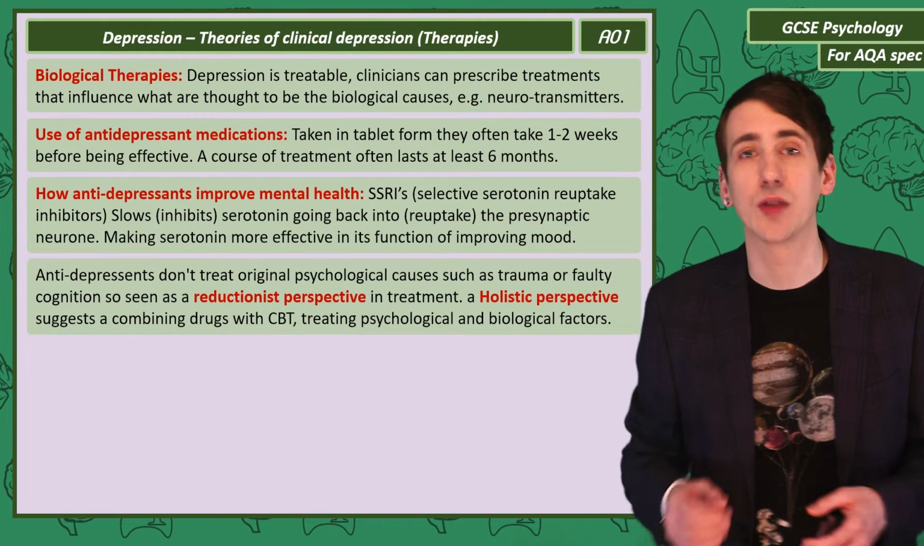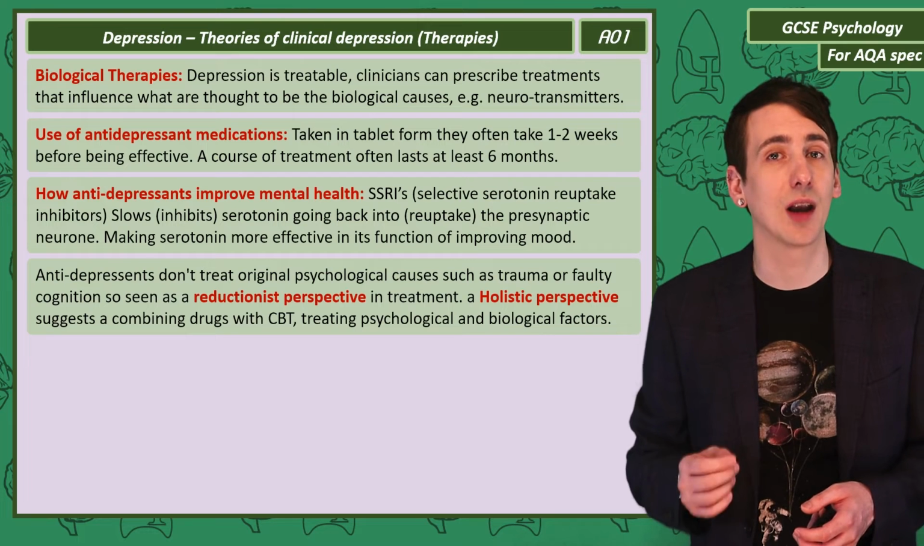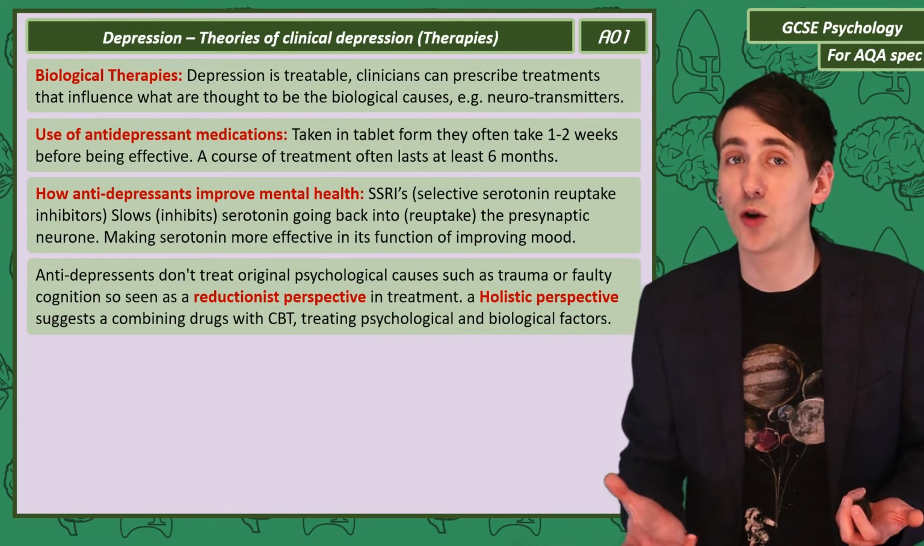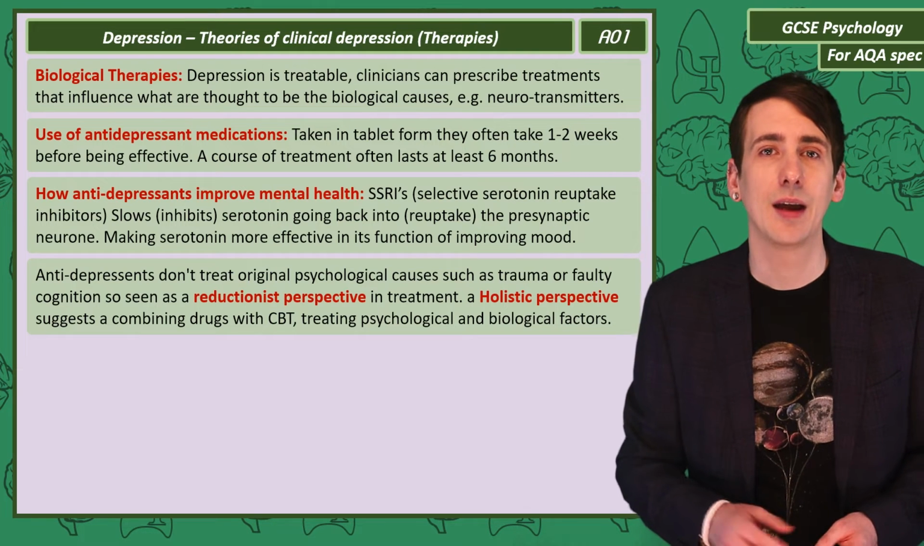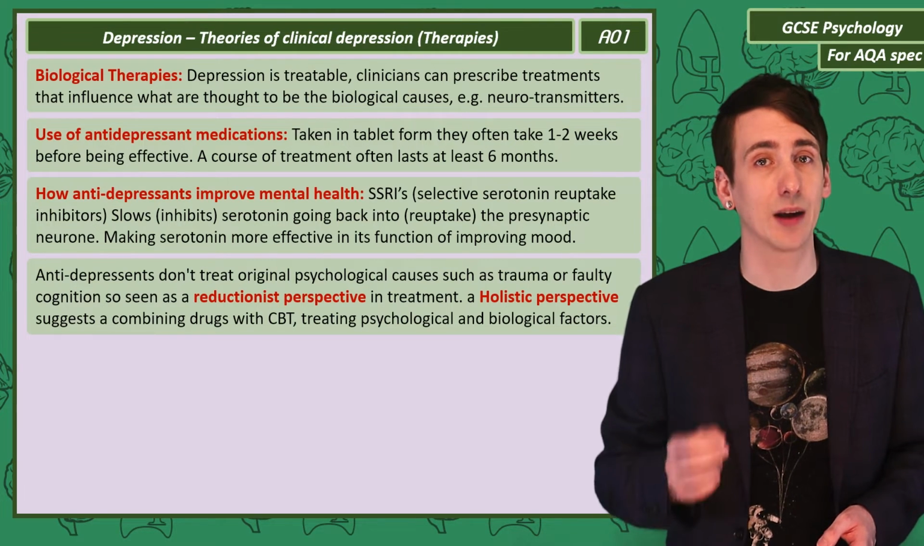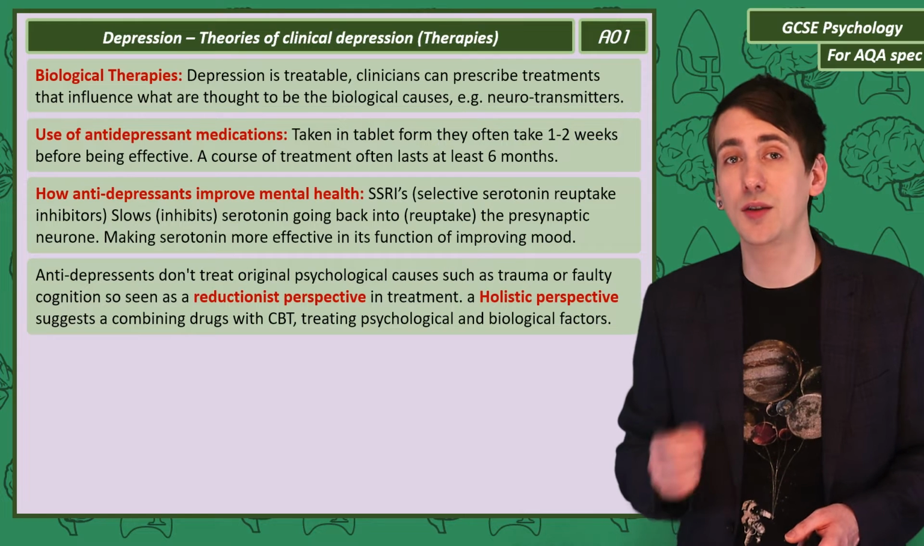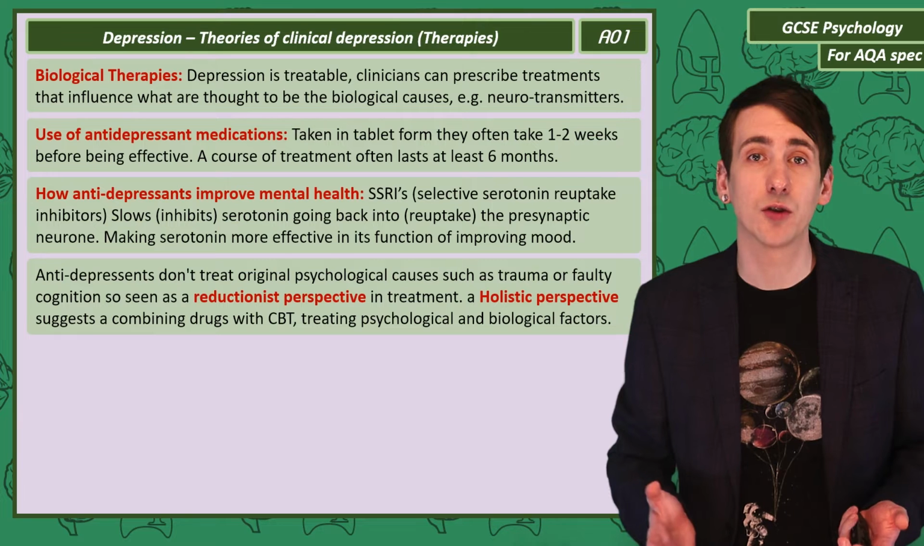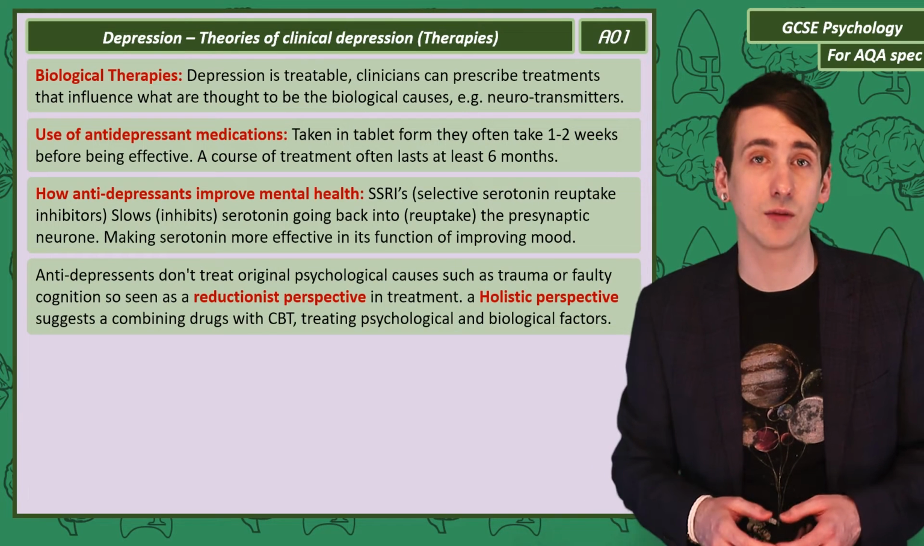Now, it can be argued that antidepressants don't treat the underlying psychological causes of depression. That might be childhood trauma or faulty cognition. If so, it's a reductionist perspective in treatment. A more holistic treatment plan could be a combination of drugs with CBT, so treating both biological and psychological factors.